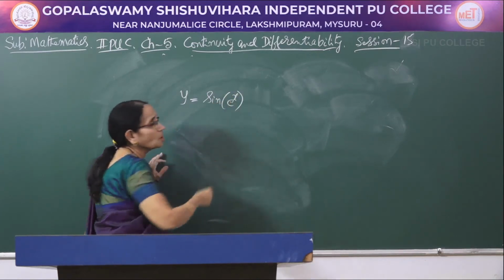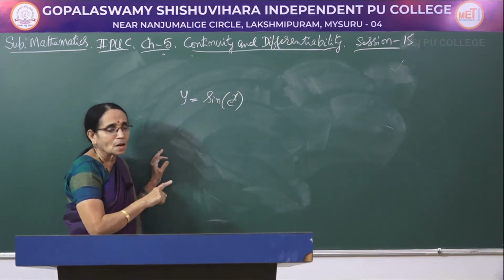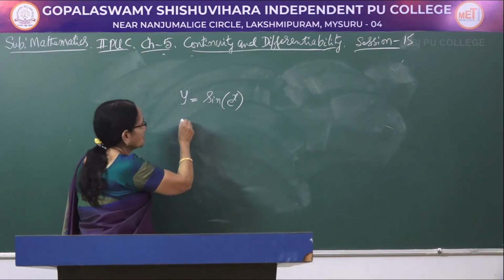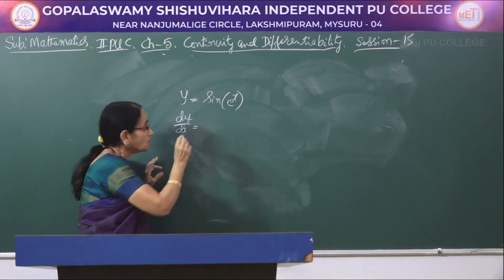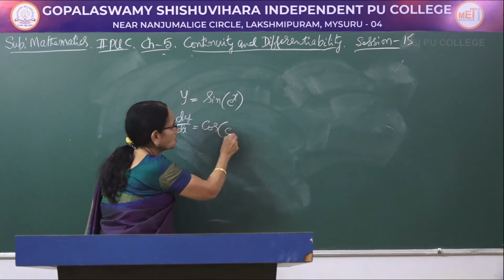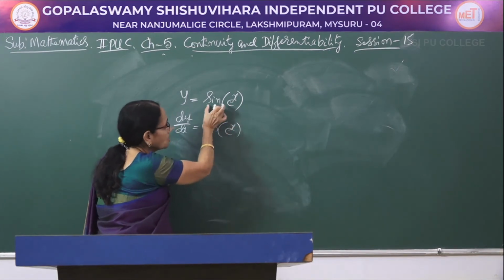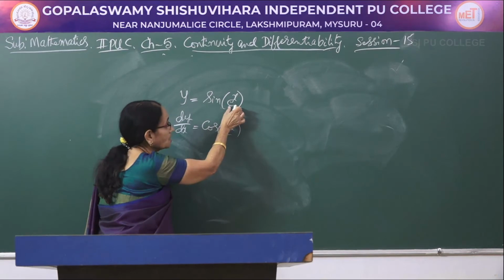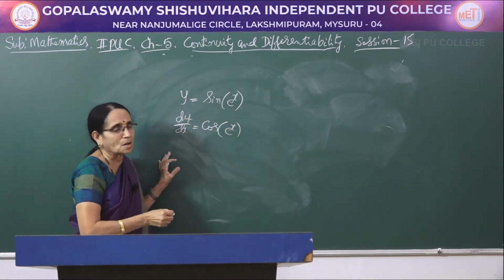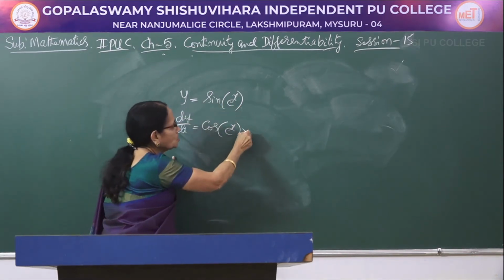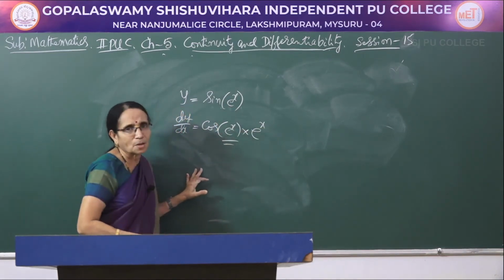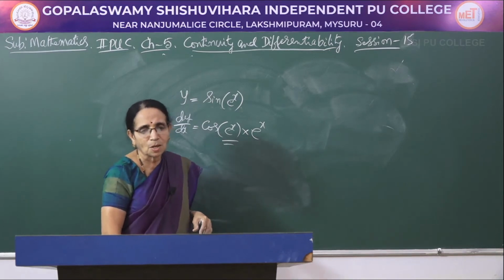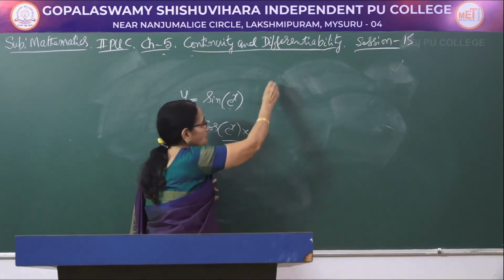Sin of e to the power x, trigonometric and exponential, we are going to differentiate one by one. What is the derivative of sin x? Cos x. So, it is cos of e to the power x. Keep this as it is, only this has to be differentiated. When this part is over, come to the other one, e to the power x, the derivative is e to the power x only. Even after differentiation, it remains the same.